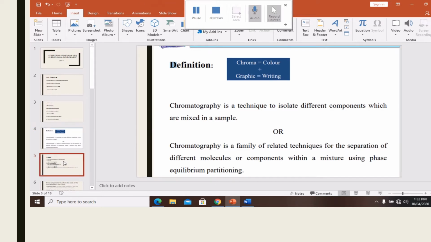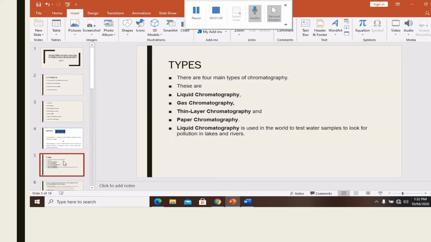There are mainly four types of chromatography: liquid chromatography, gas chromatography, thin layer chromatography and paper chromatography. Most probably, liquid chromatography is used to test water samples to look for pollution in lakes and rivers. These are the major types used for chromatography.